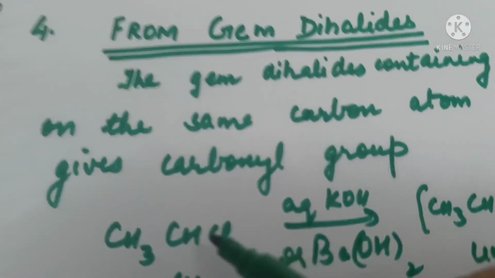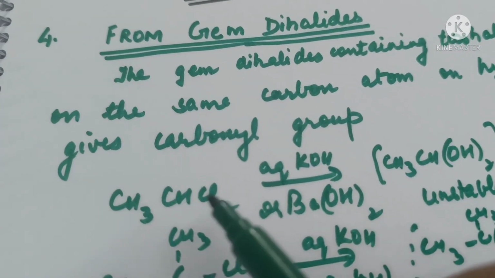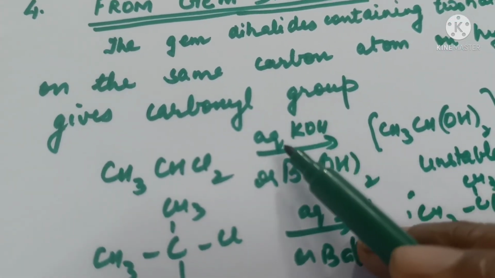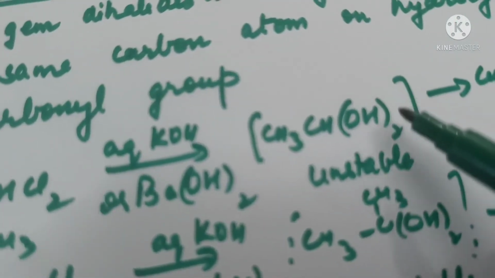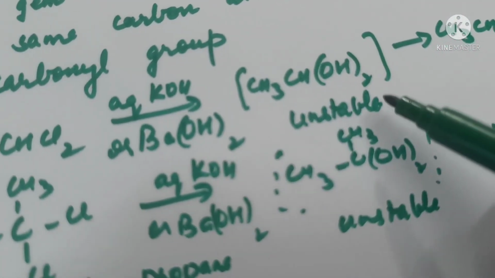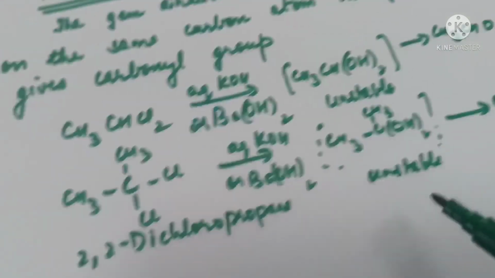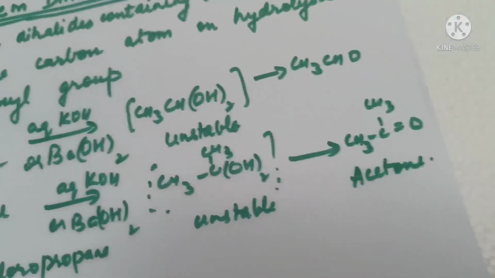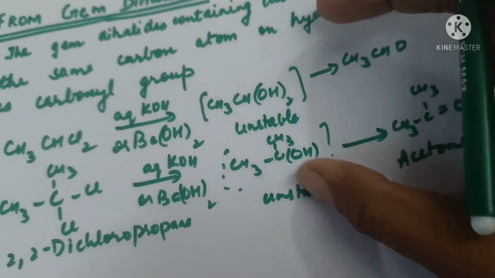If the two halogen atoms are attached to the same carbon, it's called geminal dihalide. From geminal dihalide, we can form an aldehyde or ketone by hydrolyzing it by reaction with aqueous KOH or barium hydroxide. Both the Cl will get replaced with OH, but this compound is unstable, so water gets eliminated from here and CH3CHO remains. So aldehyde is formed. Similarly, if it's a substituted dihalide, in that case a ketone will be formed after formation of dihydroxide, which is unstable, water is eliminated and acetone is formed.